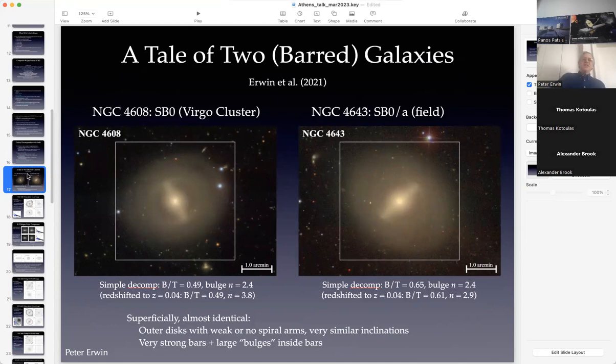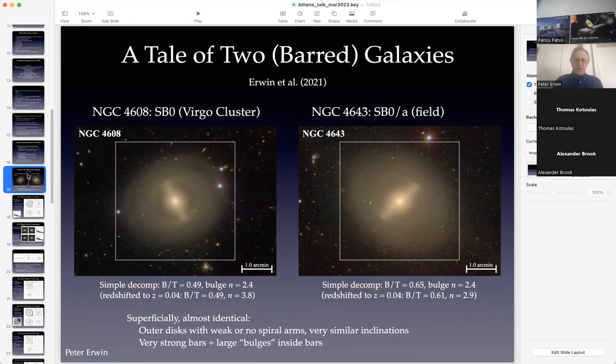So NGC 4608. You know, these are near infrared observations, right? Well, the pictures I'm showing you are actually Sloan Digital Sky Survey optical images. Okay, I see. But I will be talking about our analysis of the near-infrared images.